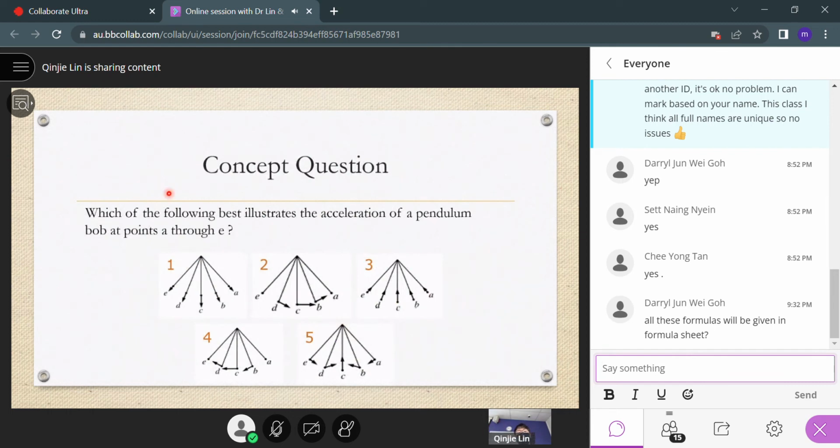Another question for you all to think about. Which of the following best illustrates the acceleration of a pendulum at points A through E? So imagine a pendulum. A is here, B, C, D, E. So A through E means from A you go to E, then you come back. Basically, it will swing like that. So which best illustrates the acceleration at each of these points? Remember, acceleration is the resultant acceleration of tangential and radial.